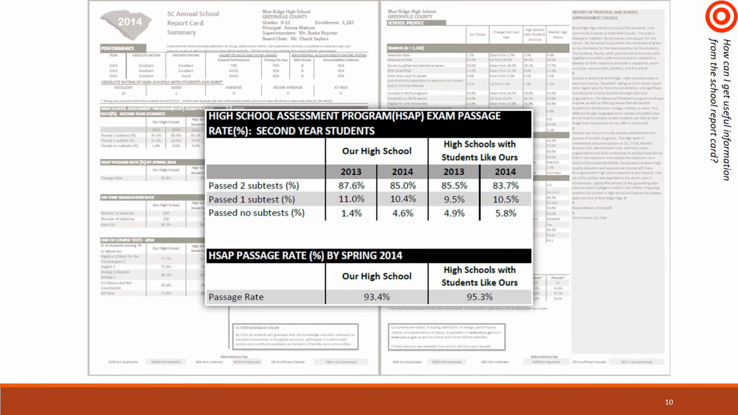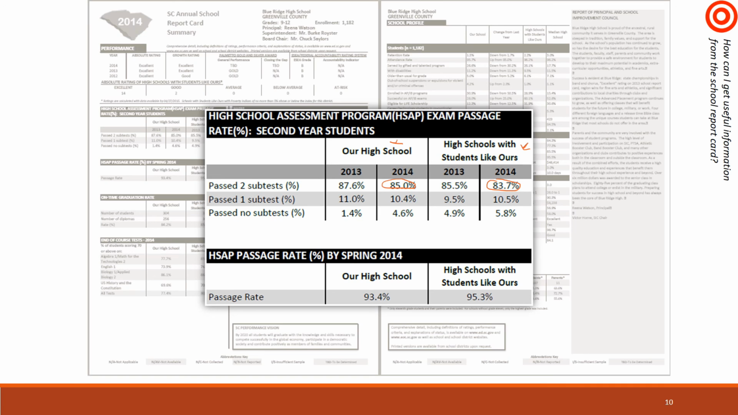The next section talks about the HSAP, the High School Assessment Program passage rate. Now, the state has done away with this. We don't do this anymore, but when this report was done, we did give the HSAP in the 2014 school year, so it is included in the school report card. And you can see it breaks it down to our high school in these columns, and then high school students like ours in these columns. So in 2014, the percent of students who passed both was around 85%, schools like ours, 83.7%.